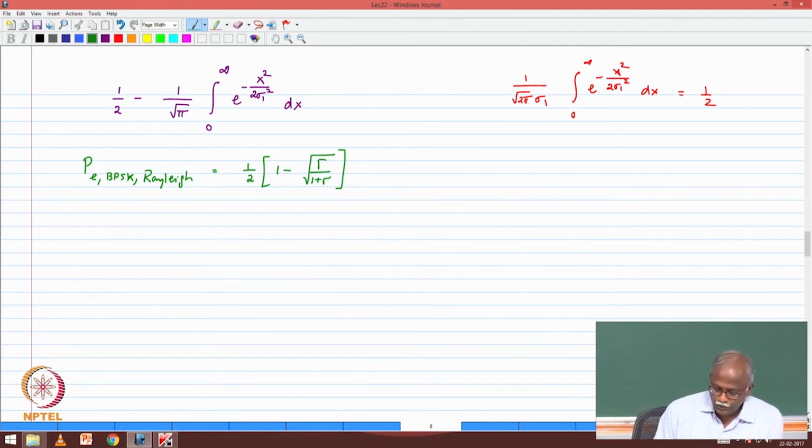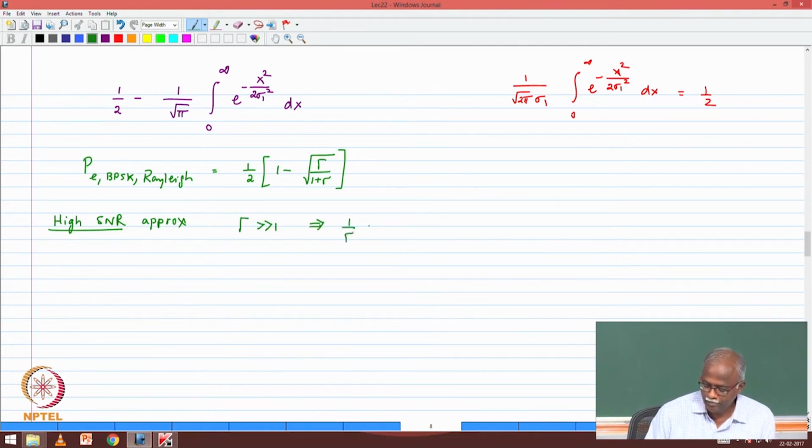Now, I would like you to do the high SNR or asymptotic analysis also, because that is also very helpful. High SNR approximation. So, what you would have to do is make the same assumption that gamma is much greater than 1. This is the same as saying 1 by gamma is much less than 1. Okay. So, basically I would like to get an approximation for this.